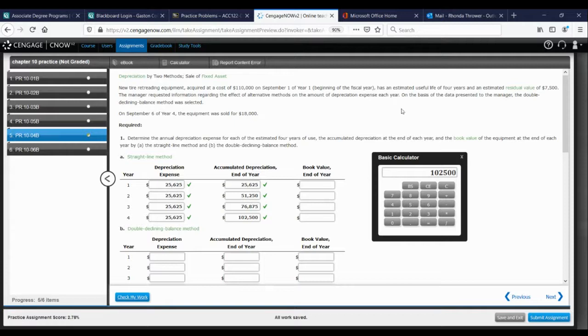To find the book value at the end of each year, you need to know the cost of the asset. The cost of the asset was 110,000. We would subtract out the first year's accumulated depreciation amount, and that will leave you with a book value at the end of year one at 84,375.